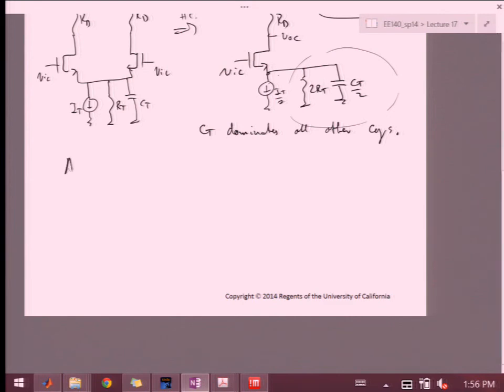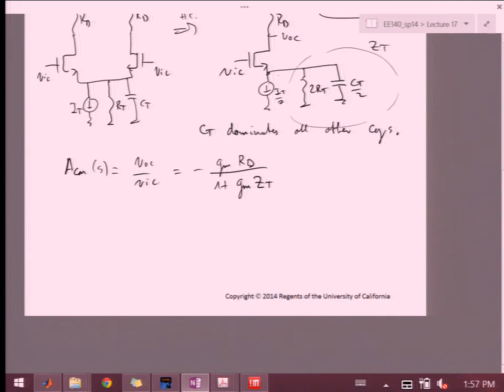So to say that the common mode gain is just VOC over VIC, and that is going to be minus gm RD over 1 plus gm ZT. And ZT will be my impedance over here. This is my ZT.